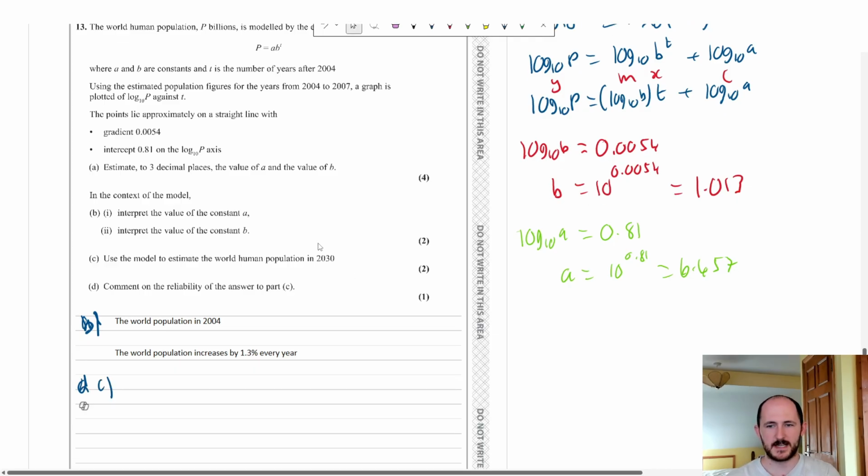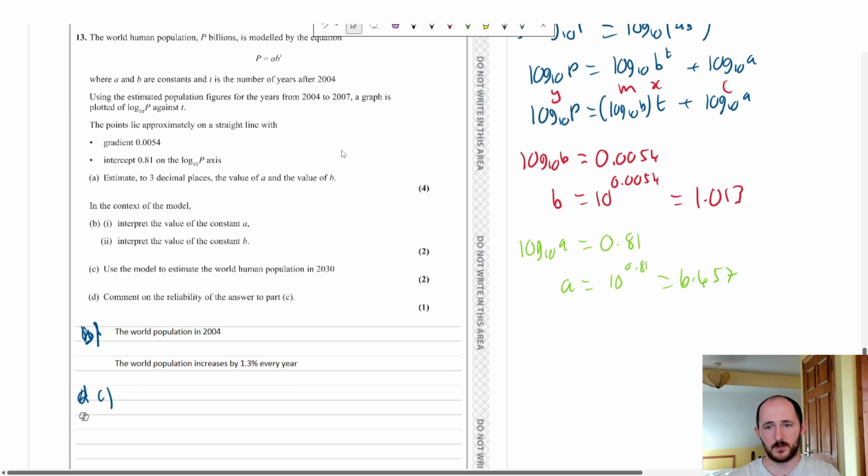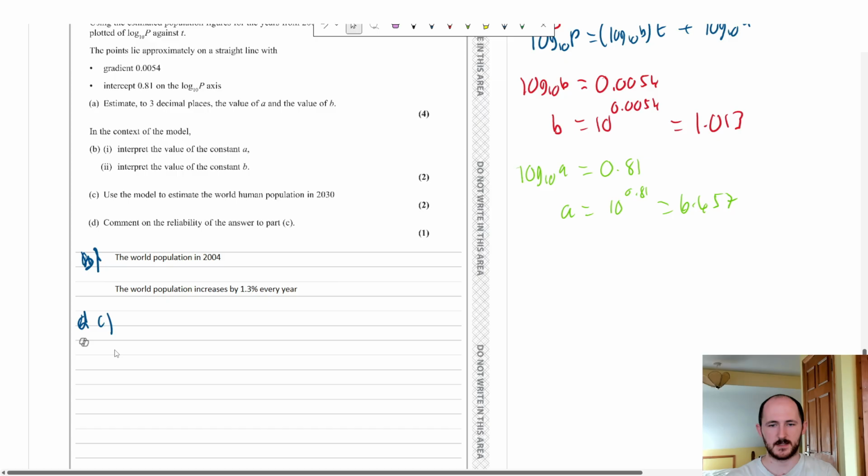Part C, use the model to estimate the world population in 2030. So a number of years after 2004. So all you need to do is do 2030 minus 2004 if you're unsure. T is 26.